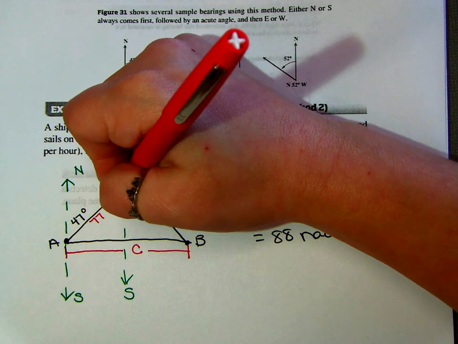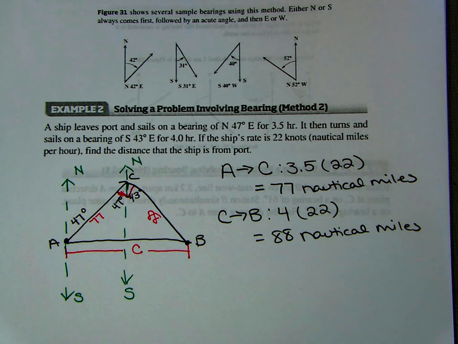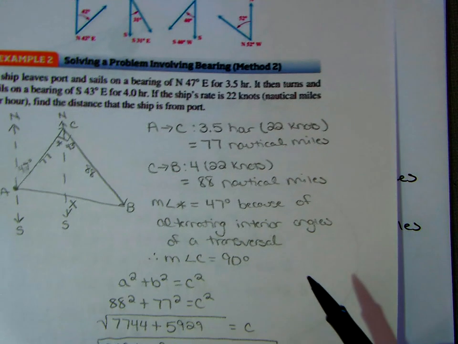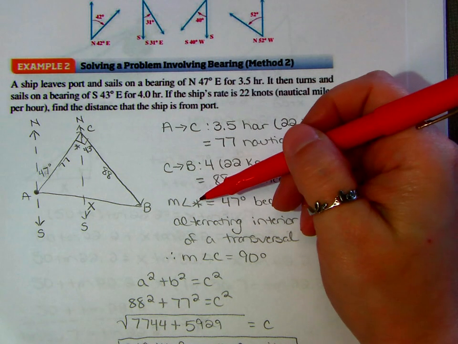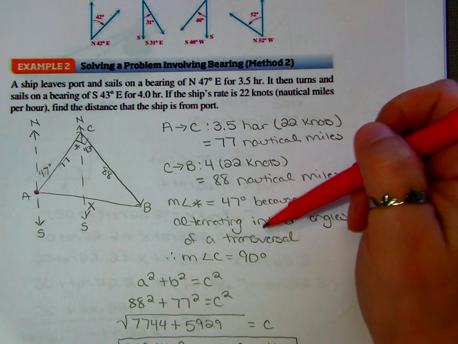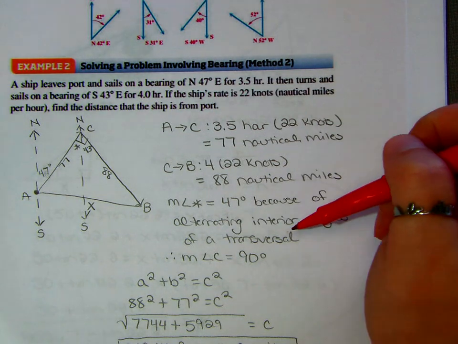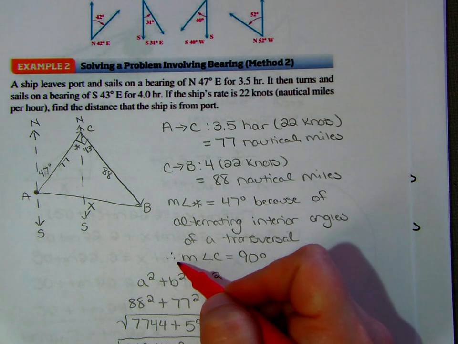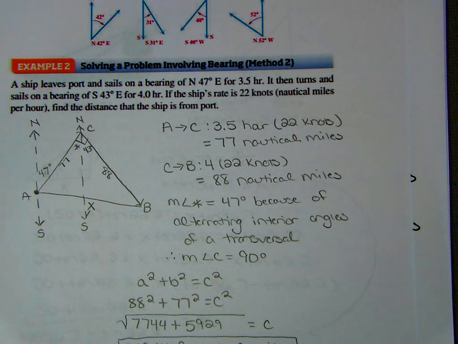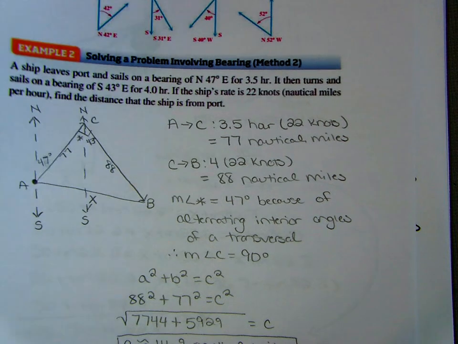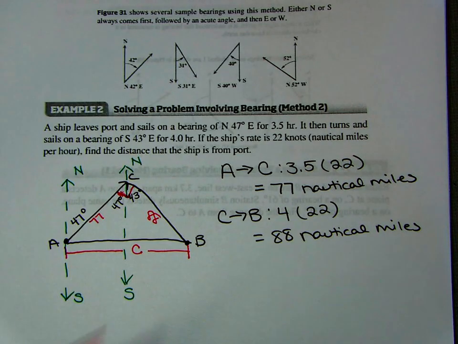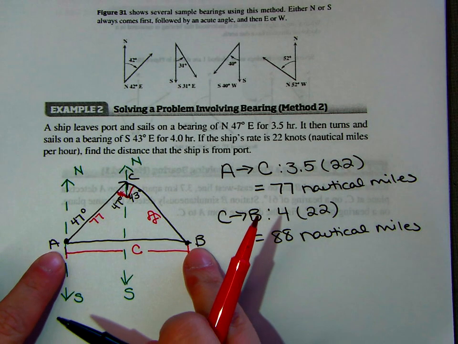So in my notes, I give a little bit more. I'm going to show you. On this page that I scanned in, I tell you that the measure of the star angle is 47 degrees because of the alternating interior angles of the transversal. If you ever see me write these 3 little dots in the triangle shape, that means therefore. So the measure of angle C is 90 degrees. And as soon as we know that the measure of angle C is 90 degrees, we don't actually have to know what the measure of angle A or B are. What we have found out is we're dealing with a right triangle.